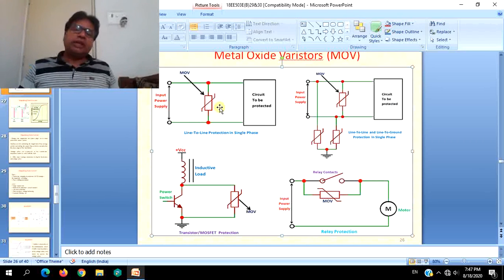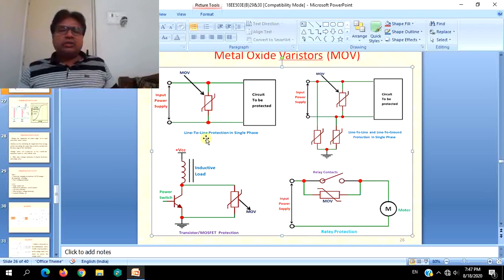So whenever a spike or transient or even a fifth or seventh harmonic occurs, the resistance of this MOV will fall down drastically, and that extra voltage will discharge through it, and current will flow in either direction, positive or negative half cycle. So it is a bidirectional device also.